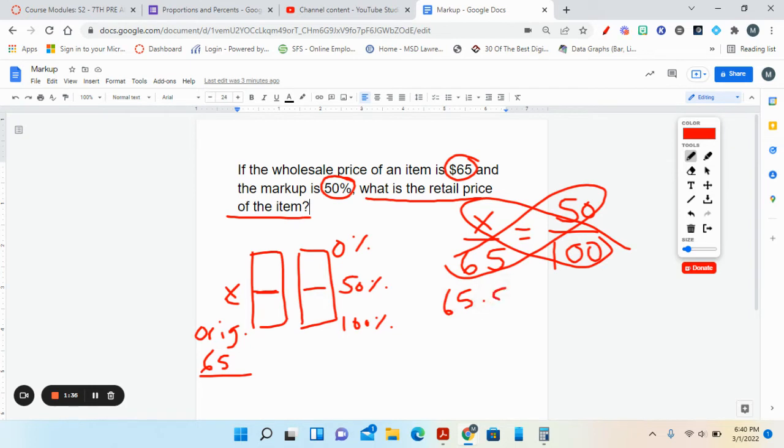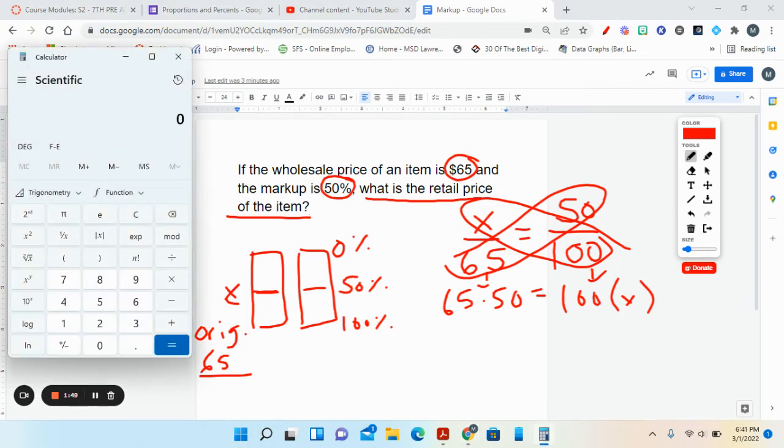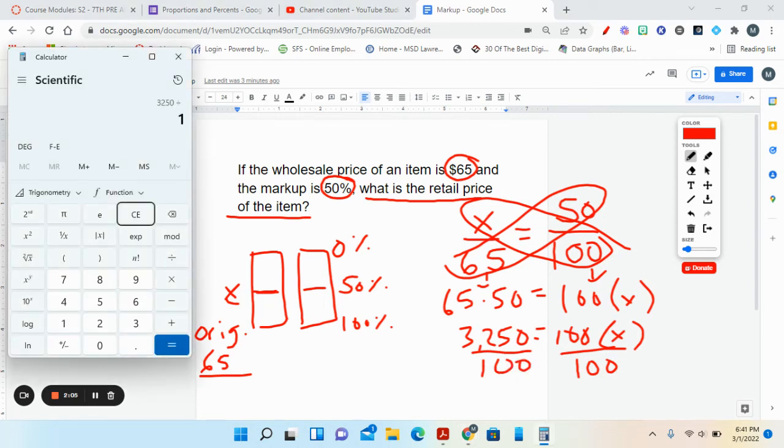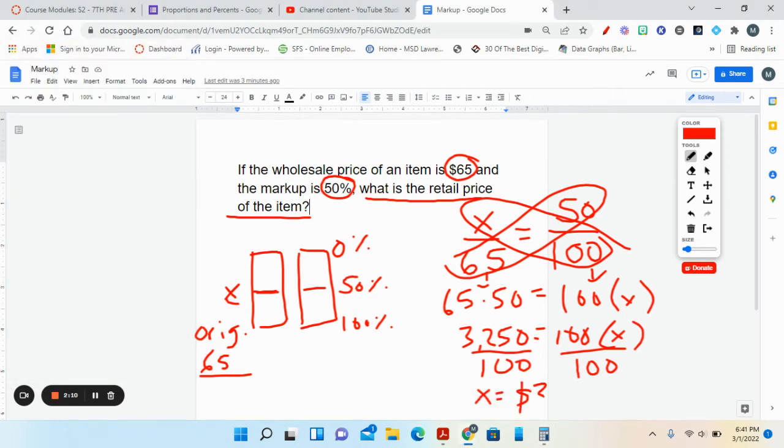65 times 50 equals 100 times X. So we're going to do 65 times 50 and get 3,250 equals 100X. Remember, this is 100 times X, so to get rid of it, we have to divide. And we'll get 32.50 equals X.